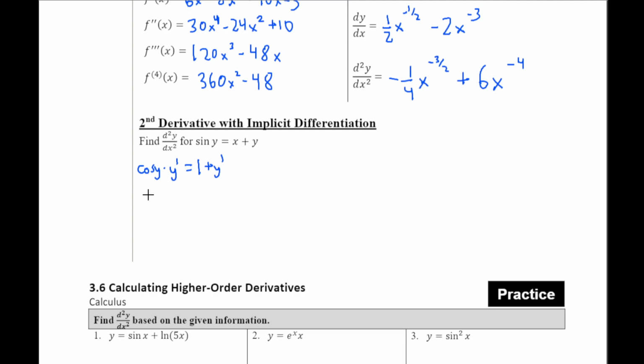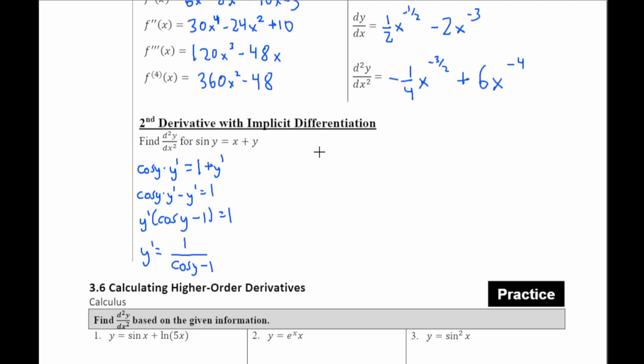So we'll bring all the y primes to one side. Cosine y times y prime minus y prime is equal to 1. Factor out the y prime: y prime times parentheses cosine of y minus 1 equals 1. And then y prime is equal to 1 over, divide both sides by cosine y minus 1, like that. So that's the first derivative.